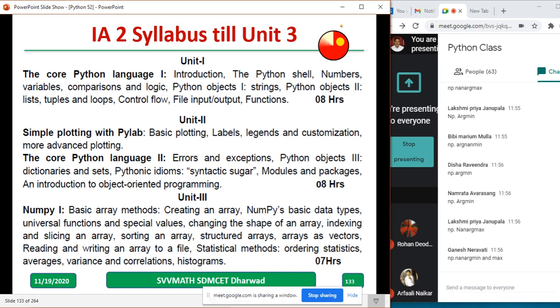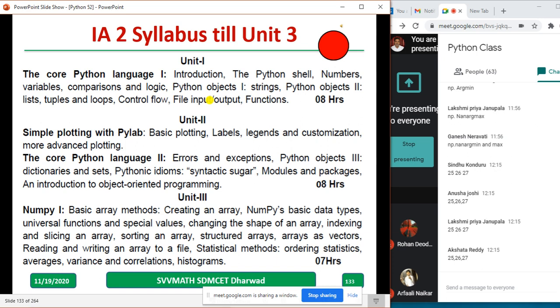Any other doubts, you can ask. I'll spend a minute or two. IA may be online. They have not yet sent any circular. Whatever the circular the higher authority sends, we have to follow. And you have Python, I think usually it is the third day when you have IA2. Dates, can you type? If I am right, it is on Wednesday, Thursday, Friday. Is it?